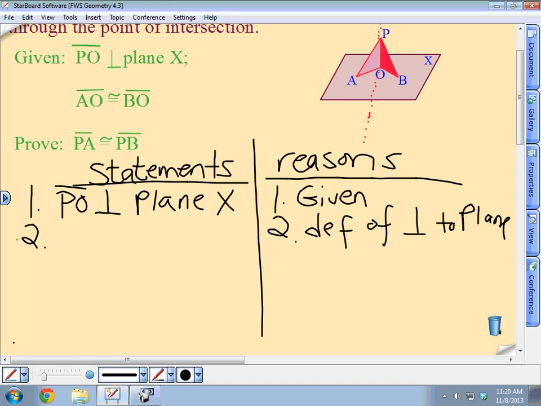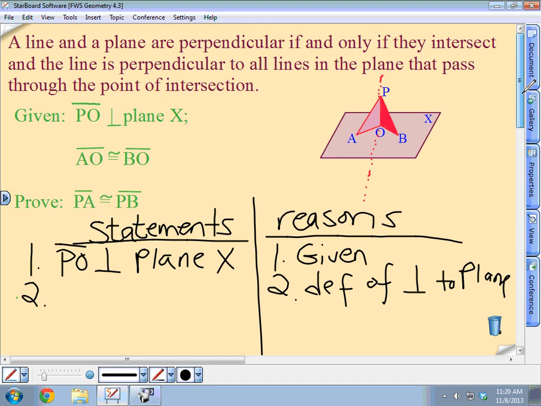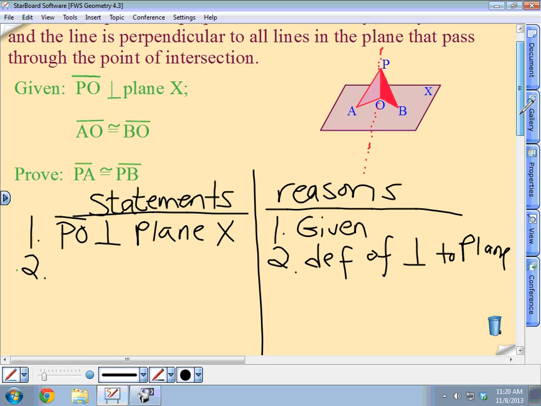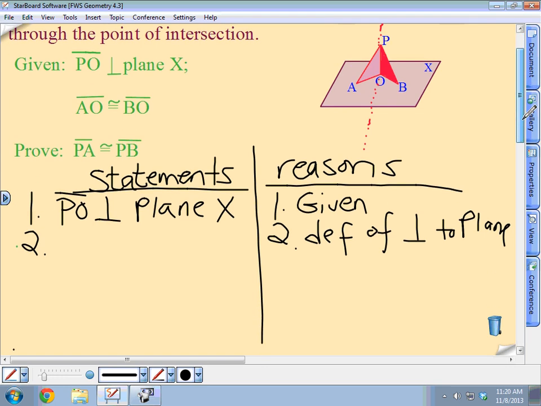Definition of perpendicular. So if we know PO is perpendicular to that plane, what does that tell us? Look at the red. Does it create 90 degrees? I'll write that down. It says it's perpendicular to all lines in the plane that pass through the point of intersection. Yes, it creates a 90-degree angle. What's the point of intersection? O is the point of intersection. And so all the lines in that plane that cross through O are perpendicular to PO.